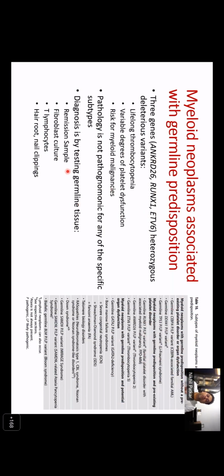So in any of these patients, if you want to establish the diagnosis, one, you need to look at his remission sample. That means if a patient has acute leukemia, is treated with chemotherapy, and morphologically the blast is normal, at that point you sample his blood, or you culture skin fibroblasts, or separate out T lymphocytes, or you look at hair root and nail clipping. So this is how you diagnose these disorders.